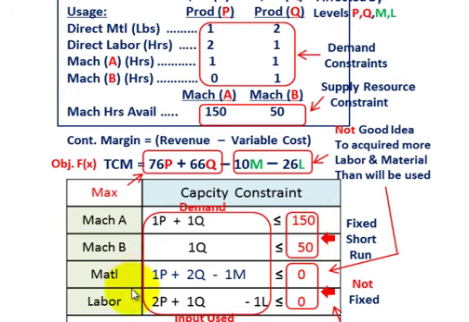And then we have those material and labor constraints. So let's look at our material here. Let's just go up and look at that. For our material, we have 1 for product P and 2 for product Q. And then our direct labor hours, we have 2 for P and 1 for Q. Those are in hours and pounds.